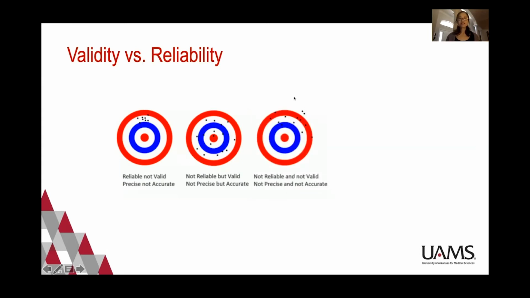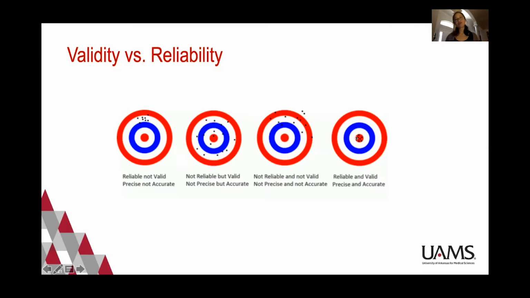Next, we see the set of practice here that is all over the place. This is the worst instrument, not reliable and not valid. So we want the instrument, the patient-reported outcome measure, to be reliable and valid.